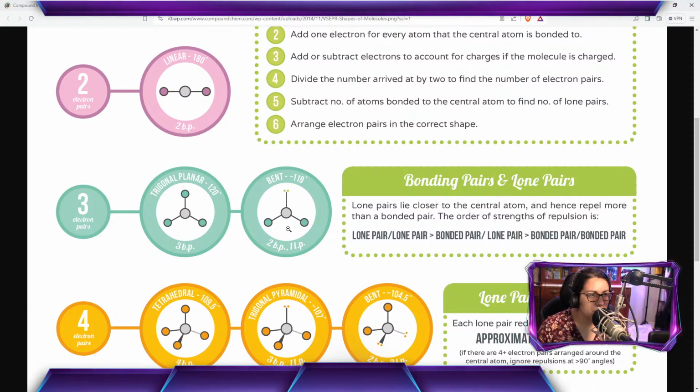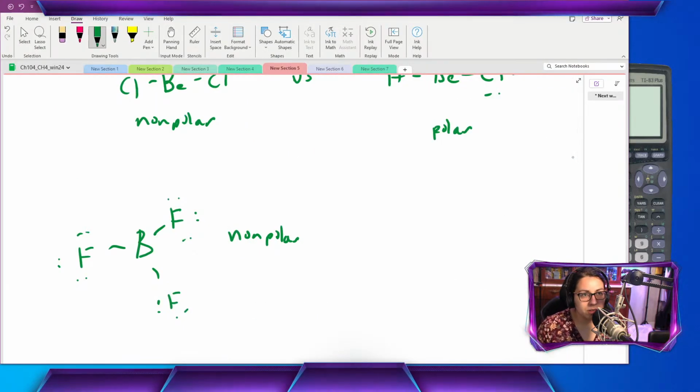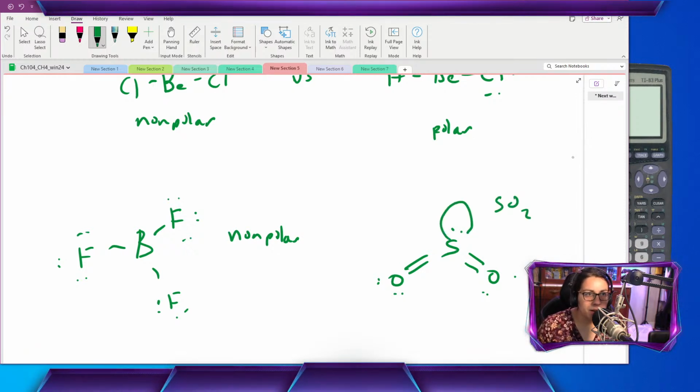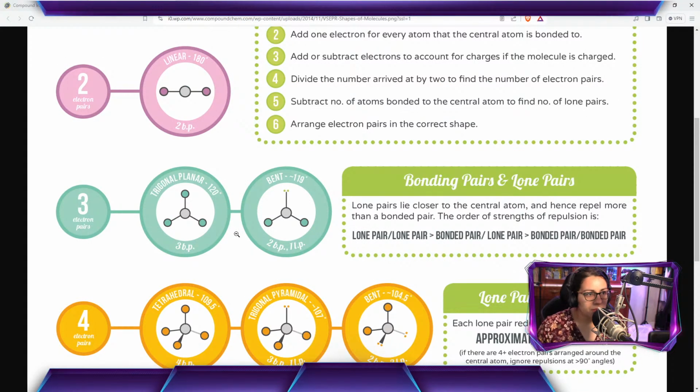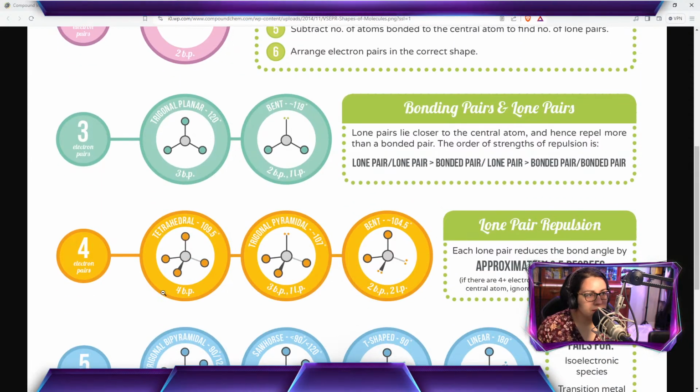Now looking at this bent one, that might remind us of the SO2 from yesterday or Monday. Sorry, I'm going to keep saying yesterday. SO2 looks something like this, and it has that lone pair. Again, we broke that symmetry, and so that's telling us that it's polar. We can see how that's repeated.